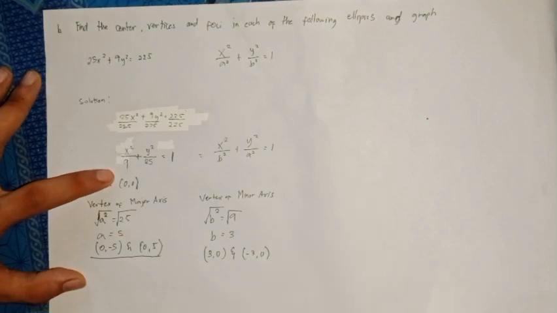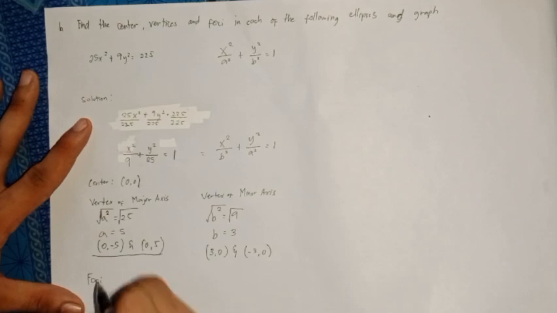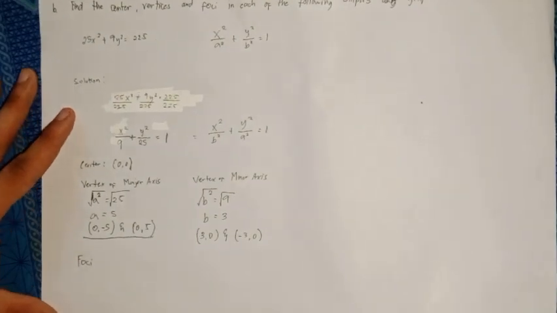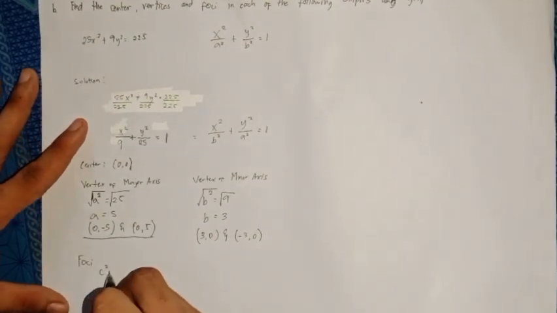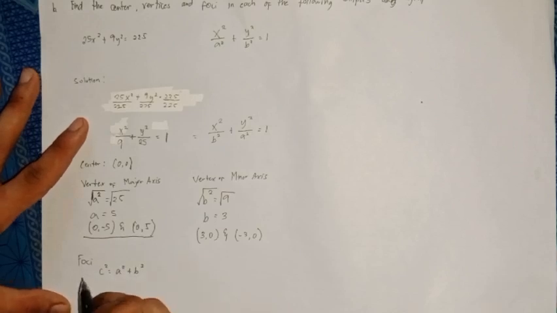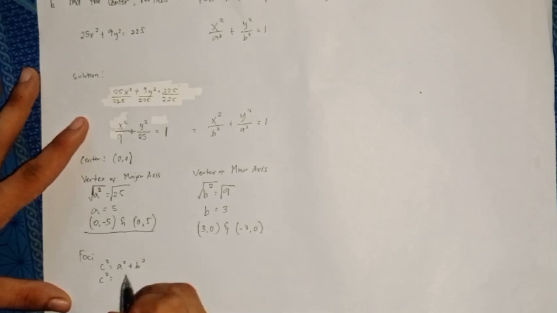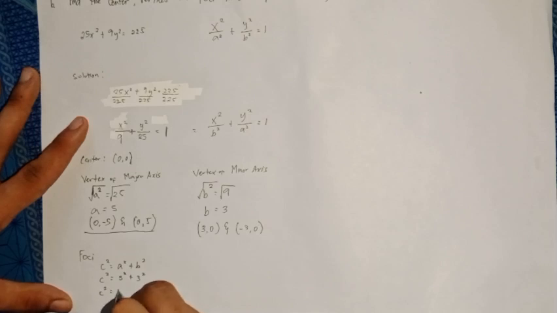Now let's find the foci. Since the foci are denoted as c, just substitute the values of a and b. So c squared is equal to 5 squared, 5 times 5 is 25, and 3 times 3 is 9. I know, the formula that we're going to use is not plus, it's minus.